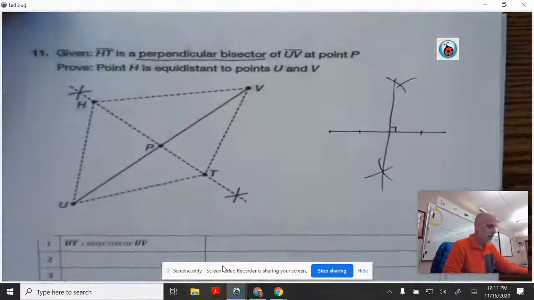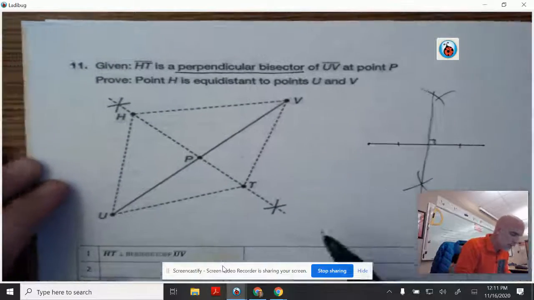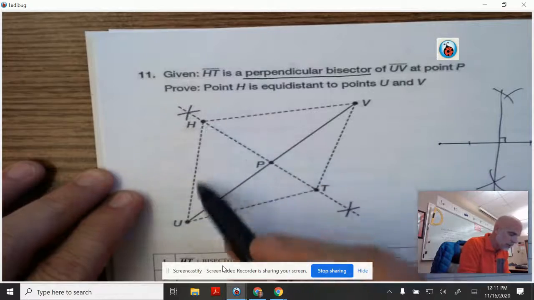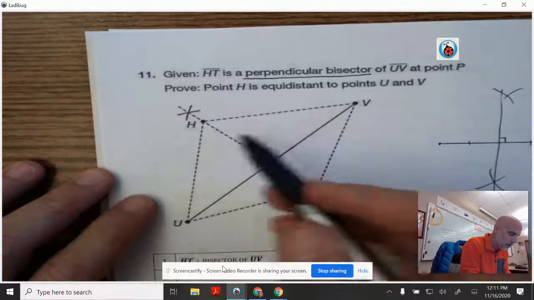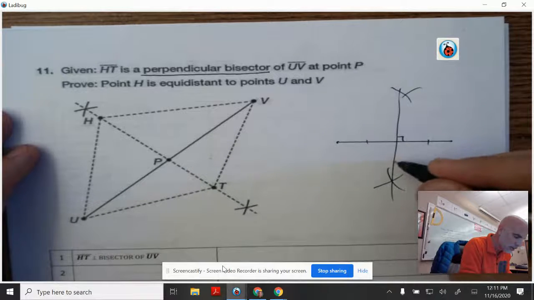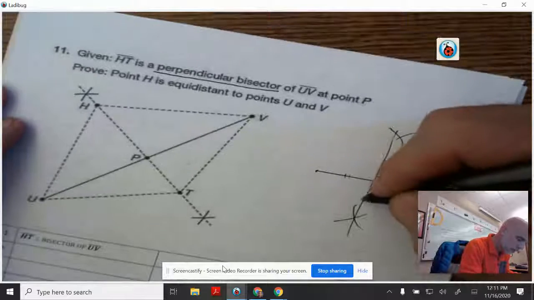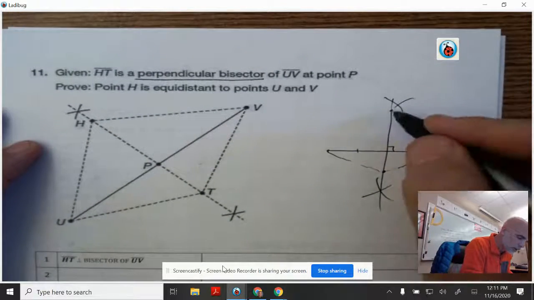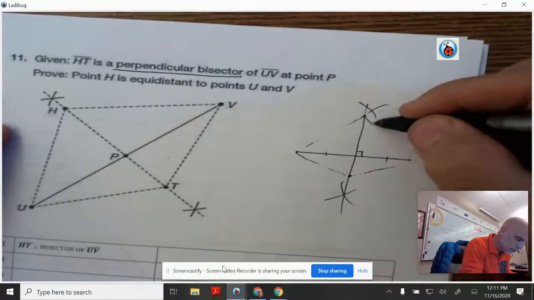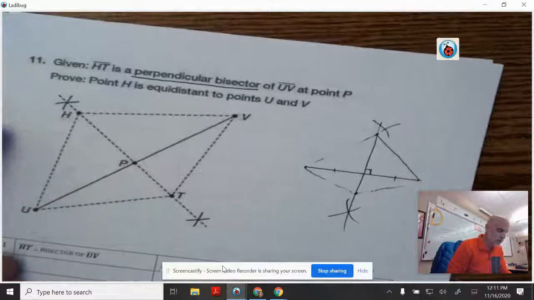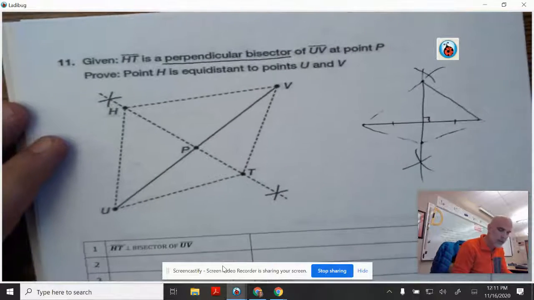And so what it's saying is prove that point H, anywhere along this perpendicular bisector, is equidistant to the endpoints U and V. We can prove it because remember, I think I did this for you one time. You can pick any point along here, and if I measure to that end and I measure to this end over here, they will be the same distance. Or if I pick one up here, if I measure those distances from there to there, they will be the same anywhere along that perpendicular bisector. So prove that they are.